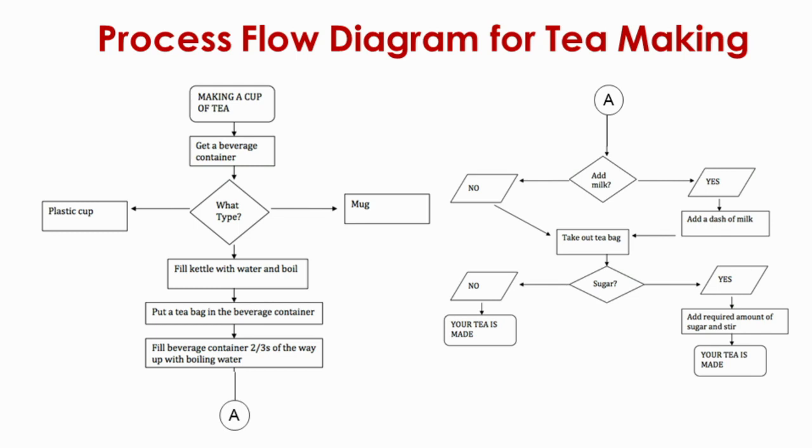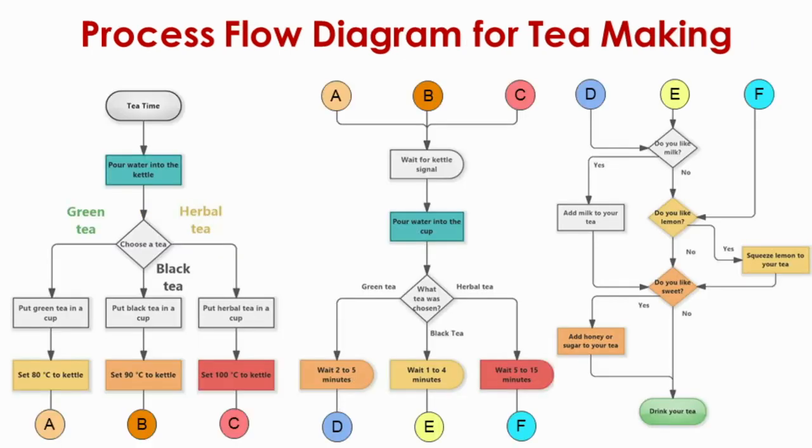So depending on how you want to make your tea, you can write the steps to make a tea. So process flow diagrams can be used for anything, right from computer programming to actual work processes. So, another example of tea making. What it tells is whether you want to make a green tea or a herbal tea or just plain black tea.